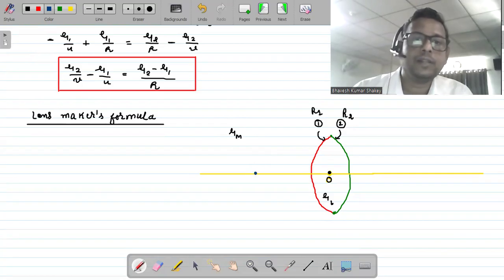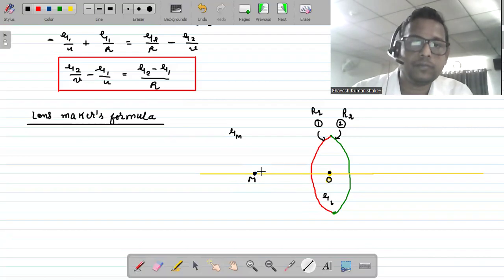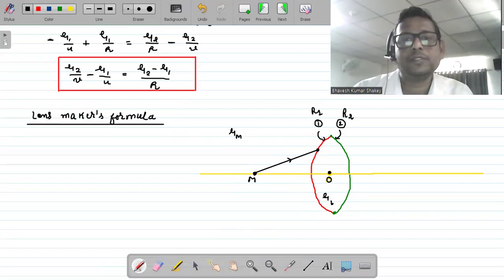So this is the object, placed here. O we denoted by optical center, so let's give the object another name. Let's say this one is M. So I'm denoting M as the object. Now what happens? The incident ray comes from this object. Let's say this one is an incident ray, and it is incident at this point on the spherical surface 1.